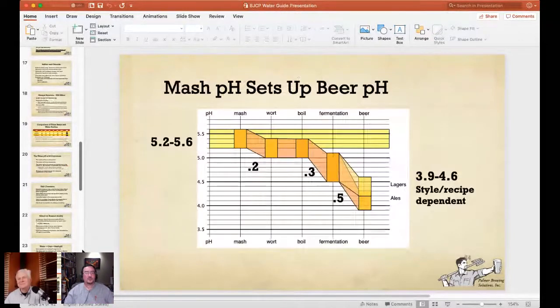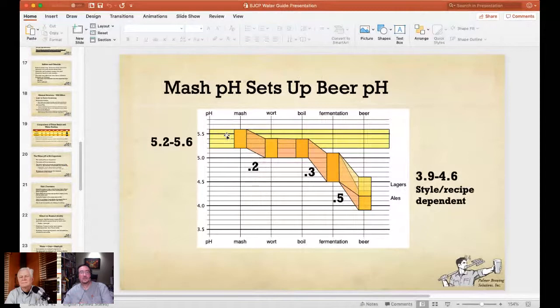Another important concept to understand is the mash pH sets up the beer pH. So if you look at this diagram, you can see we start out with our mash in our 5.2 to 5.6 range over here. As we conduct that hour-long mash, those reactions are still happening in the mash. The calcium's combining with the malt phosphates, generating those hydrogen ions, and during the mash, that mash pH will continually fall.